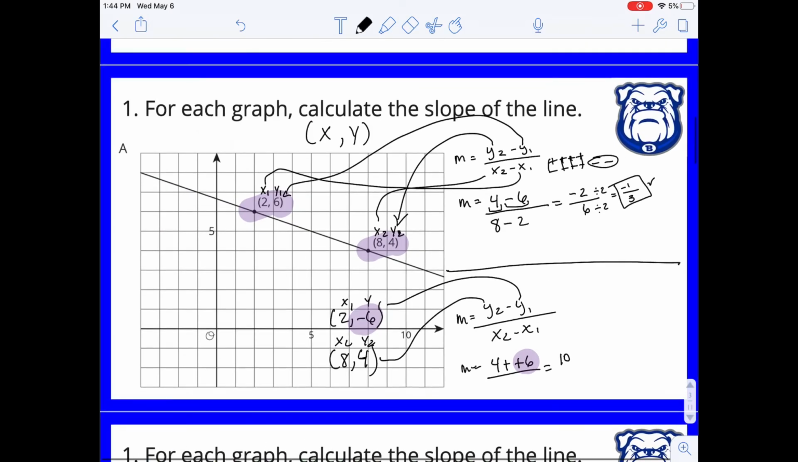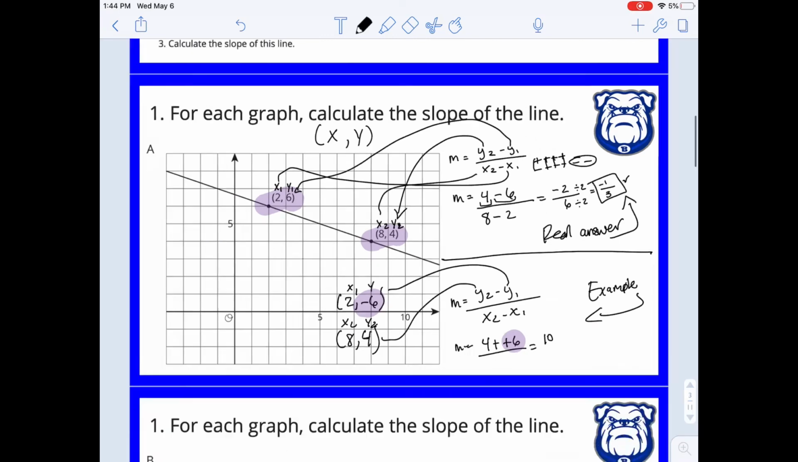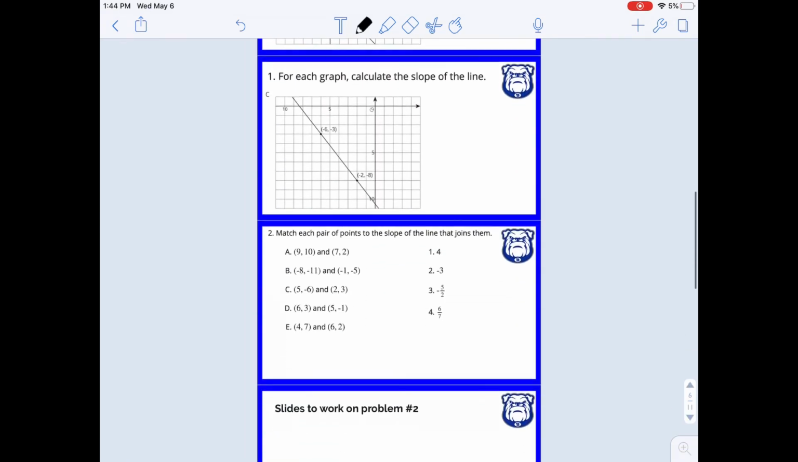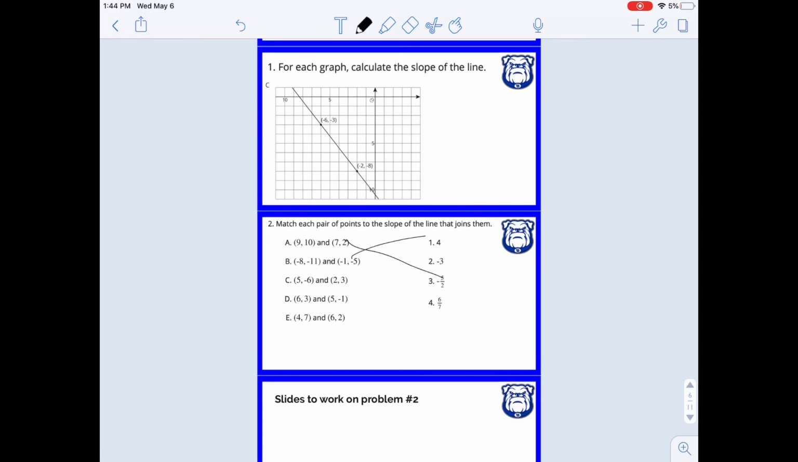Okay, this is just an example down here. Down here, this is a real answer. Real answer. All right. Everything's the same. You gotta do the same stuff. Down here, you gotta connect after finding the slope. All right.